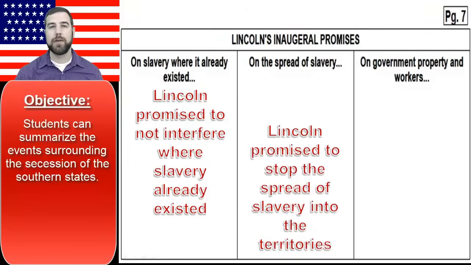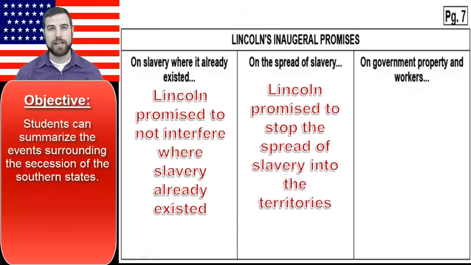However, when it comes to the spread of slavery in the rest of the country, Lincoln did promise, as a Republican, and this is the Republican Party's view, that they would stop the spread of slavery into the West and just allow it to stay where it's currently at.